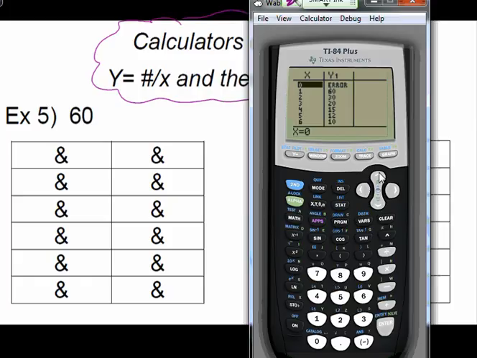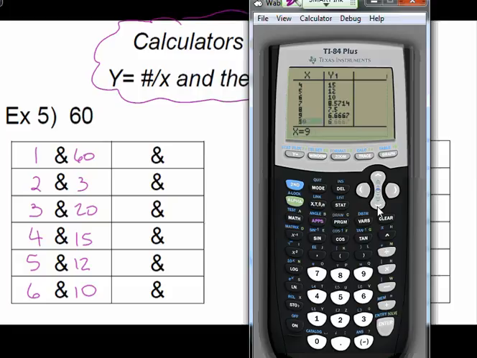Here, I have 1 and 60. I have 2 and 30. 3, 20. 4, 15. 5, 12. 6, 10. If I move down a little bit, I start repeating when I get here to 10. So therefore, that's the last one of those.